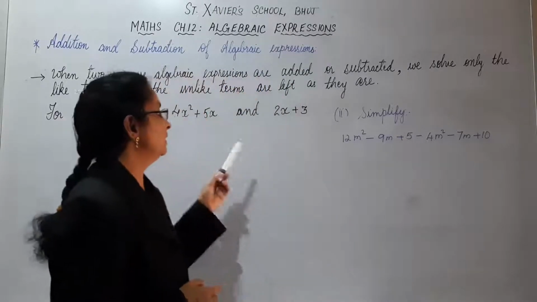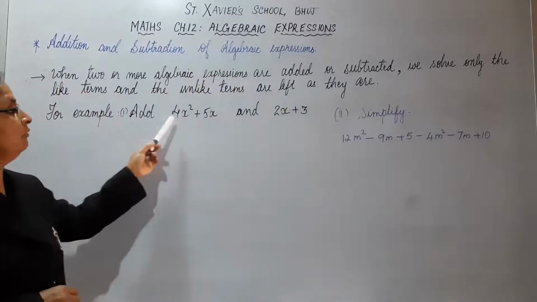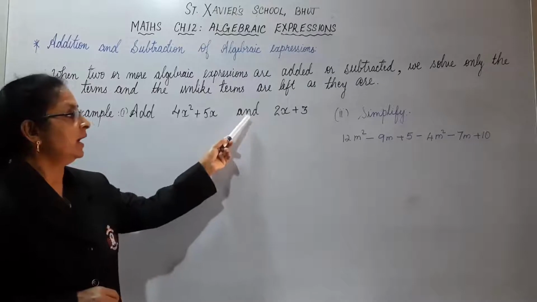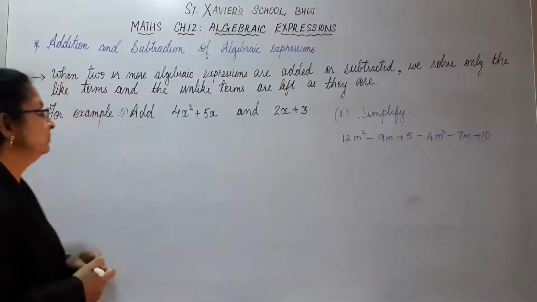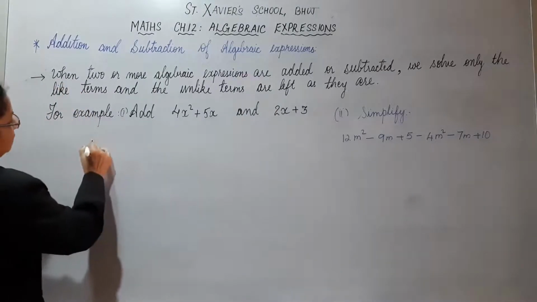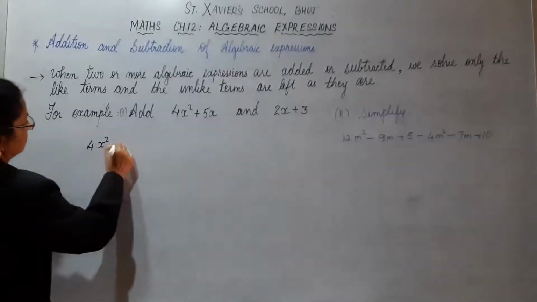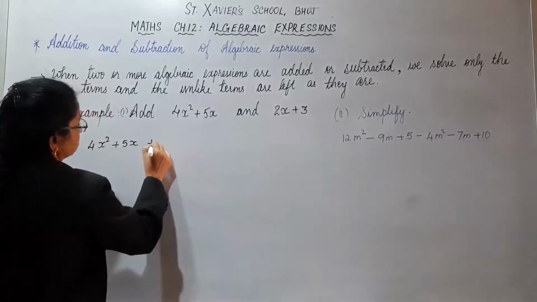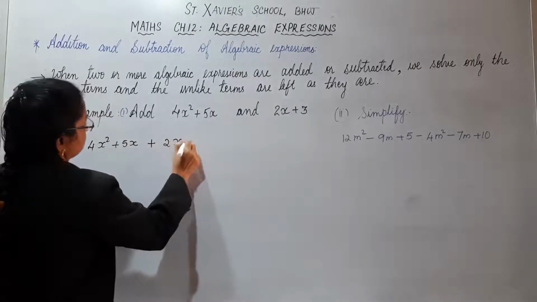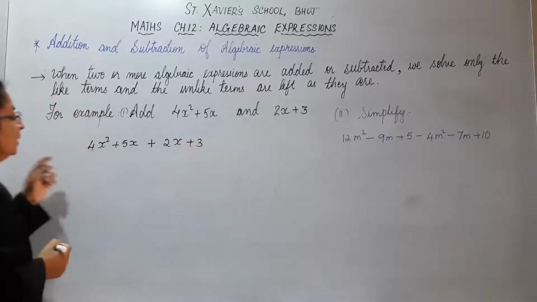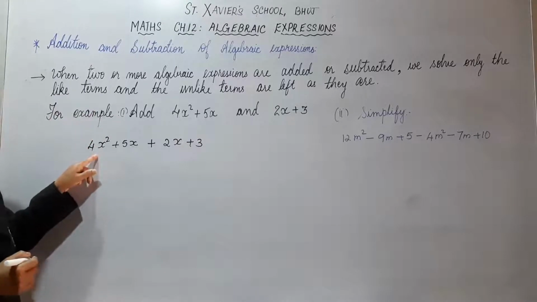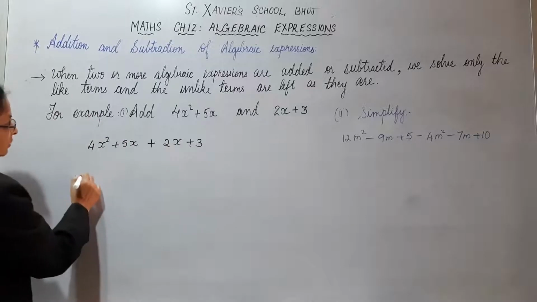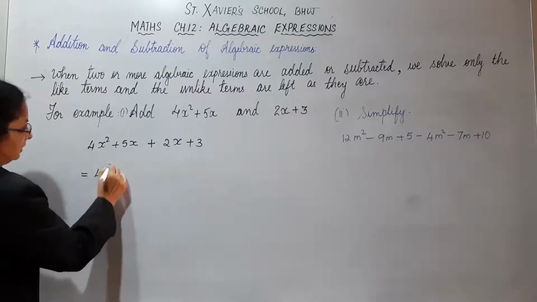Let's solve an example. Add 4x square plus 5x and 2x plus 3. Here first we will write 4x square plus 5x, and in place of "and" we will add a plus sign, then 2x plus 3. Here 4x square has no other pair. There is no like term, so we write it as it is.